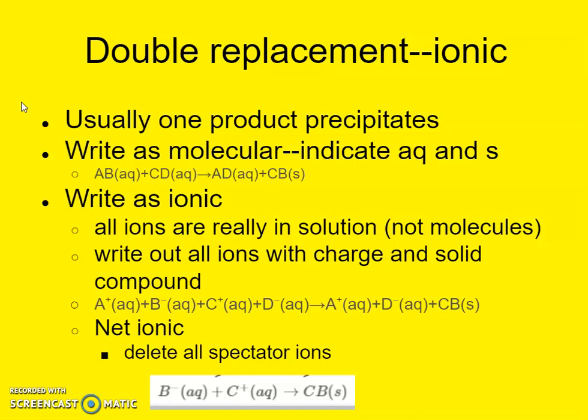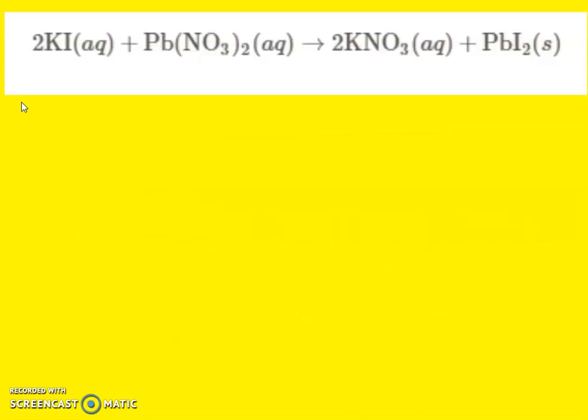Okay, so let's look at a specific example. So we've got 2 potassium iodide aqueous plus lead nitrate aqueous yields 2 potassium nitrate. So notice we have our displacement plus lead iodide. And in this case, the lead iodide is our solid.